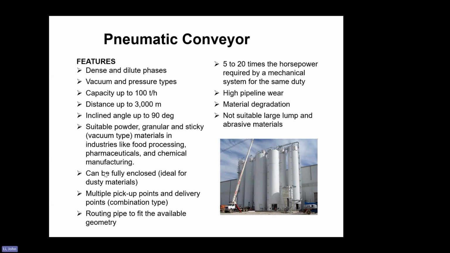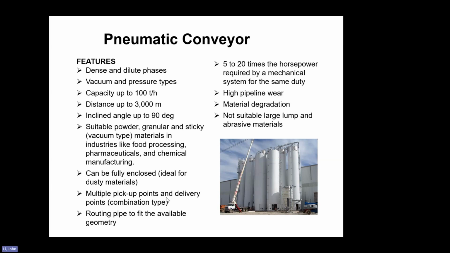It is fully enclosed. So ideal for dusty materials and multiple pickup points and multiple delivery points. Combination type, for example, vacuum type, you can pick up from lots of points. You can pick up here, pick up here. But discharge can only be 1 point. But for pressure type, you only can have 1 pickup point, but you can deliver to, like, 10 hoppers, so you can at the same time discharge to more than 1 hopper.